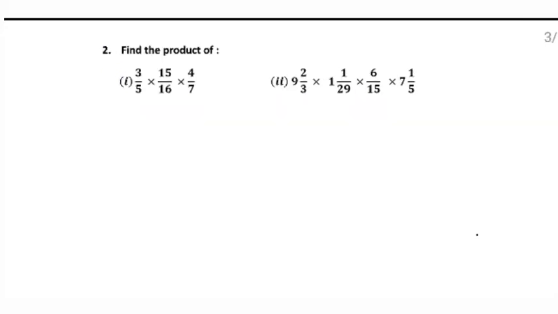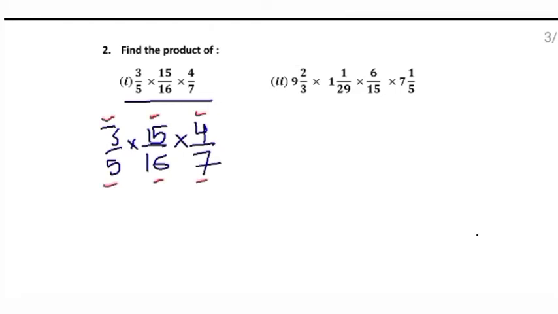Now the next question is find the product of. They have given 3 fractions here and they are asking to find the product of these fractions. So write here 3 upon 5 multiply 15 upon 16 multiply 4 upon 7.